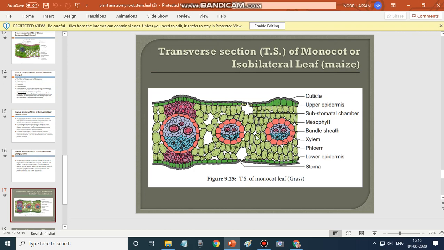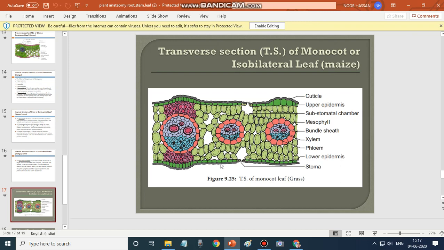Okay, and we shall discuss now about mesophyll. It is the ground tissue that is present between upper epidermis and lower epidermis. And the mesophyll is not differentiated into palisade and spongy parenchyma. You can understand here there is no differentiation between palisade and spongy. The cells are irregularly arranged with intercellular spaces. These cells contain chloroplast. So this all refers to mesophyll.